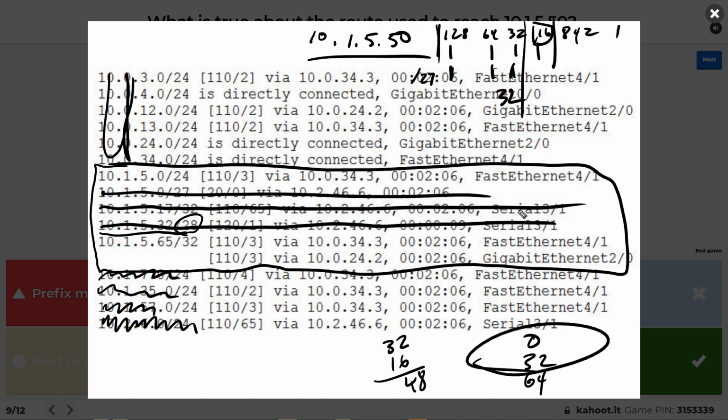That doesn't match. So then we have this guy, 10.1.5. That's our route. That's my thinking anyway. We'll see if the answer is correct. So 10.1.5 is the route, and the AD is 110. The cost is 3. The next hop is 10.0.34.3, and the egress interface, that's a fancy way of saying the exit interface it's going to use, is FastEthernet 4/1.